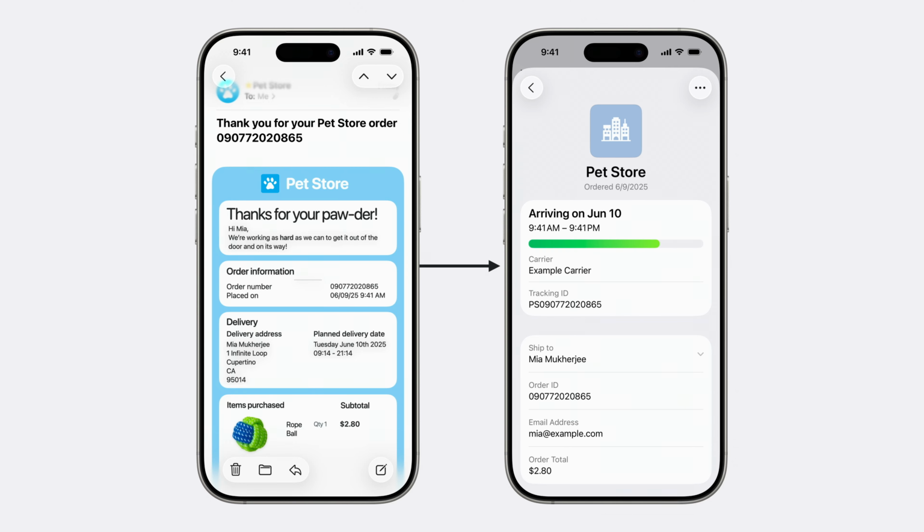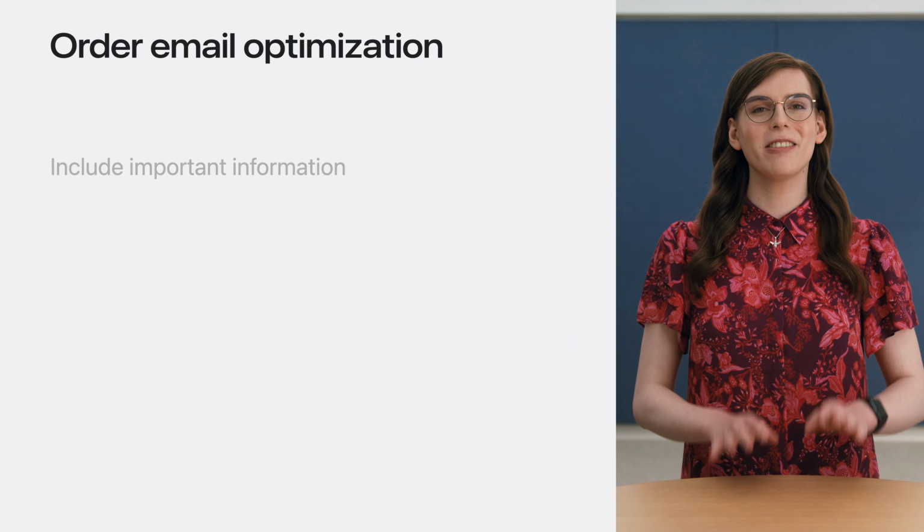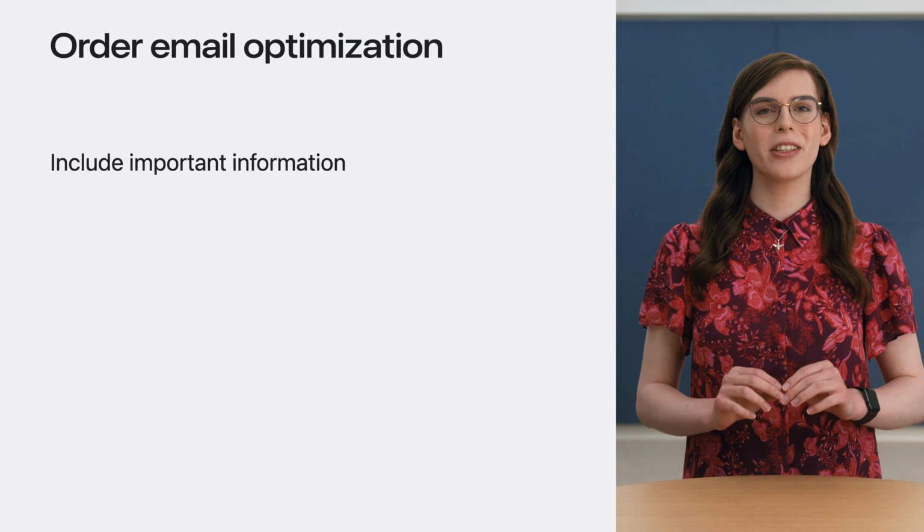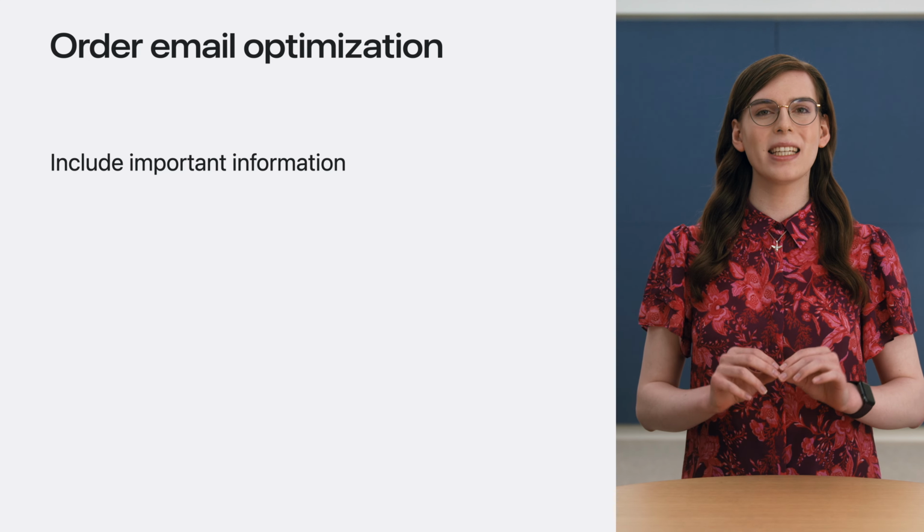Here we have a delivery confirmation email from a merchant and its corresponding order ingested into Wallet. As you can see, the merchant name, delivery window, and tracking number have been detected and placed into the corresponding order fields. All emails related to the order can be viewed and opened from here as well. Getting your order information in the right place is important, so let's take a look at how you can optimize the process.